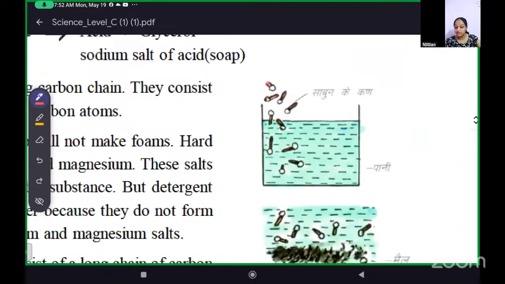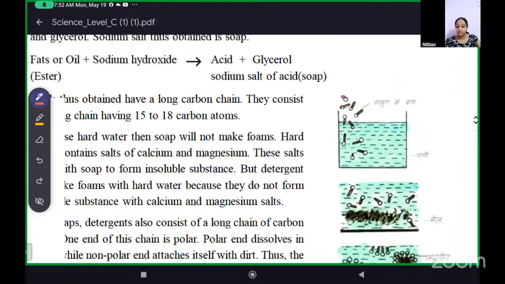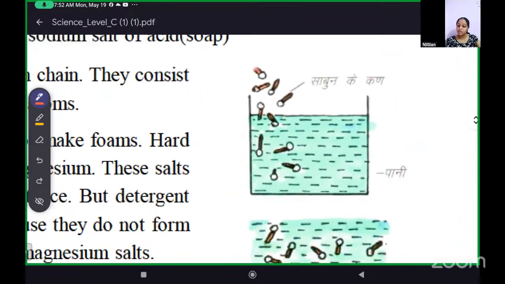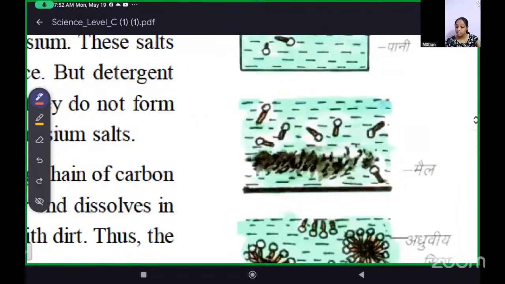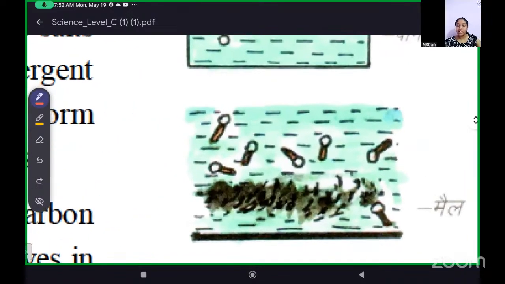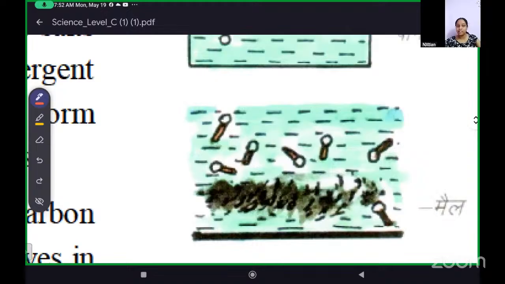Okay, these are the soap particles. When we put them in the water, this is them in the water. And the black thing that is there is the dirt.